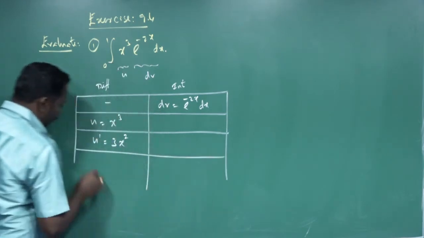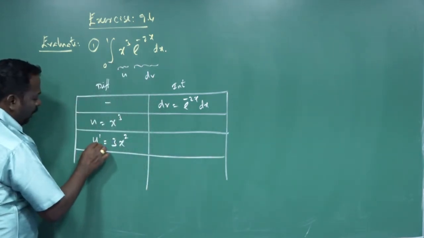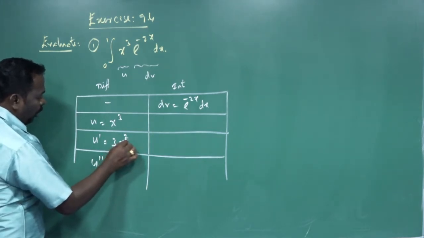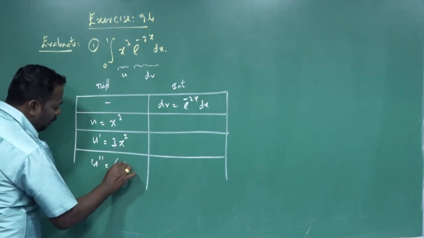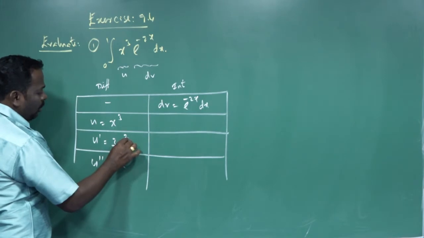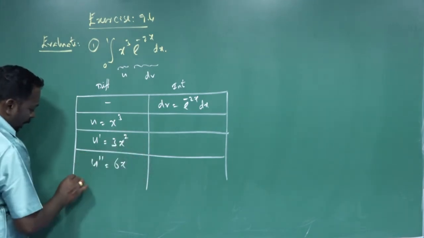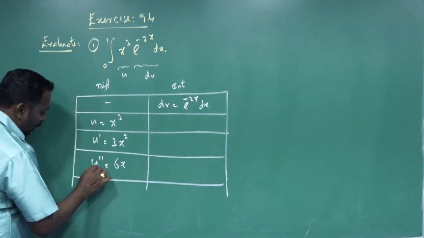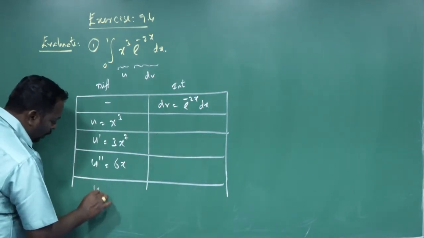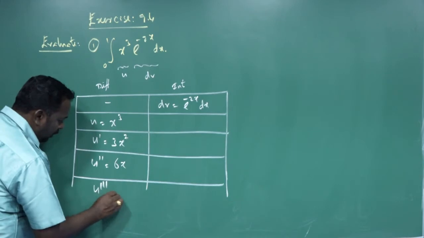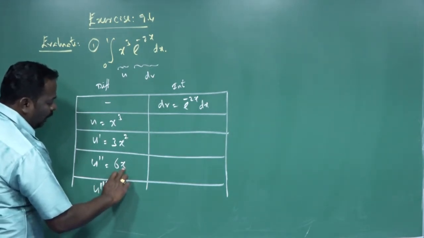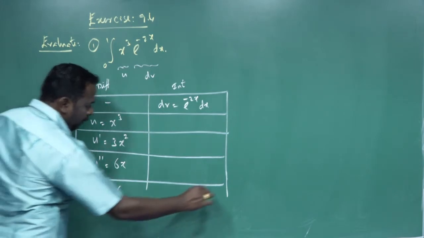Then next, differentiate again with respect to x: u dash gives u double dash, which is equal to 2 into 3, that is 6, into x power 2 minus 1, that is 1. Again we have to differentiate u double dash with respect to x: u triple dash is equal to the differentiation of 6x, which with respect to x is 6. Simply write 6.